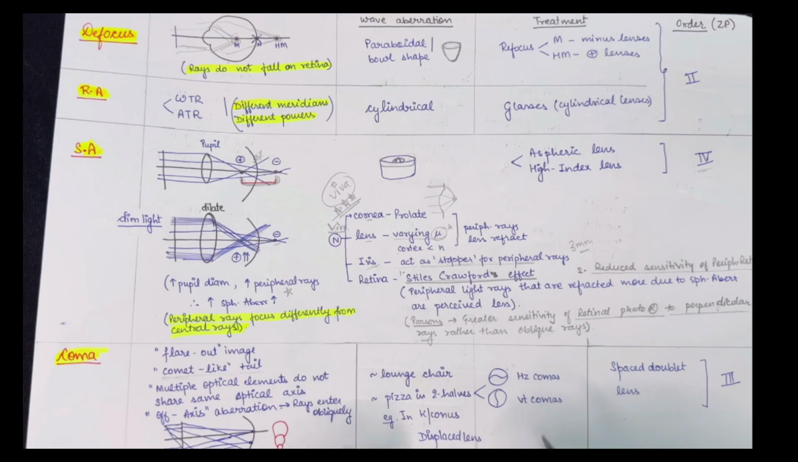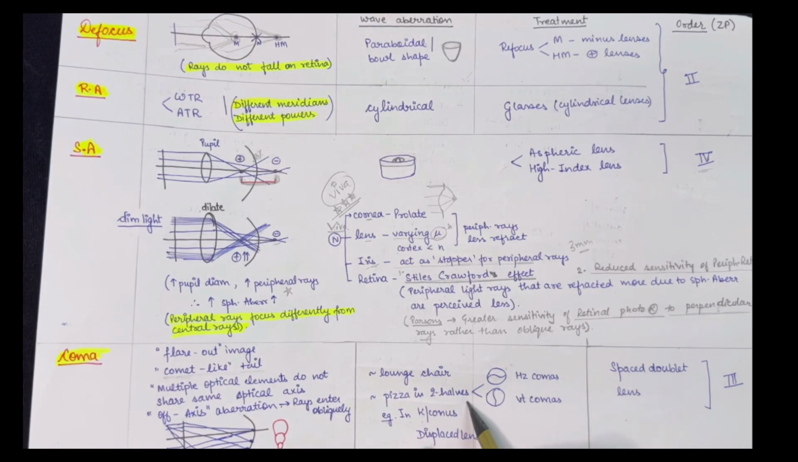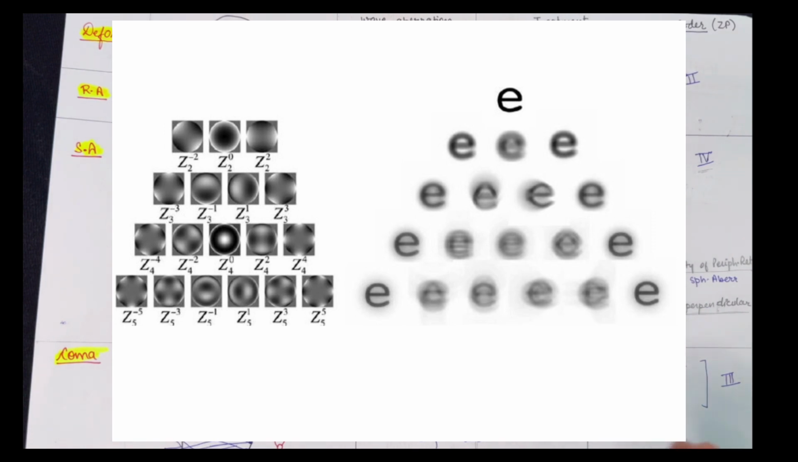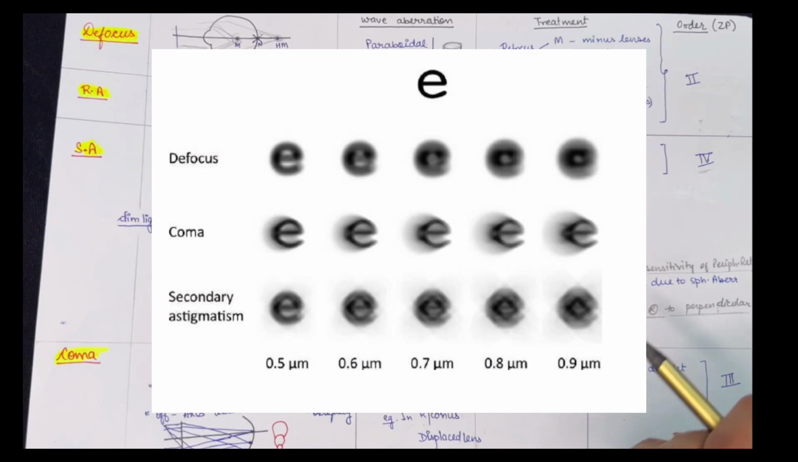Now coma में how the wave aberration is there, that if you see that pizza is cut in two halves, right, or it is like a lounge chair. It is mainly seen in keratoconus and displaced lens, right, and it can be treated with spaced double space lens, and there is a third order, and it more clearly see this image, right. So in this you can see the spherical aberration. And in coma you see the first part is like horizontal coma, like pizza in two halves, and the other is vertical coma, right, but that there is a bright head plus tail like comet.